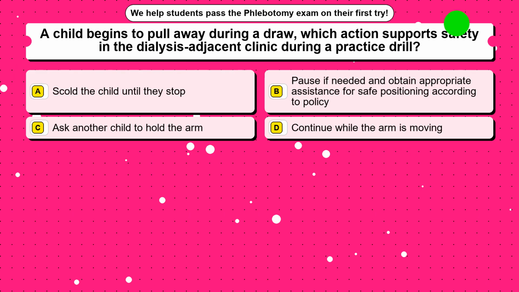Question 90. A child begins to pull away during a draw. Which action supports safety in the dialysis adjacent clinic during a practice drill? Option A. Scold the child until they stop. Option B. Pause if needed and obtain appropriate assistance for safe positioning according to policy. Option C. Ask another child to hold the arm. Option D. Continue while the arm is moving.